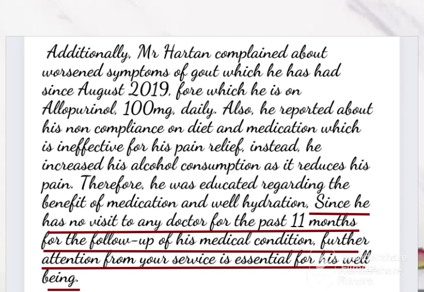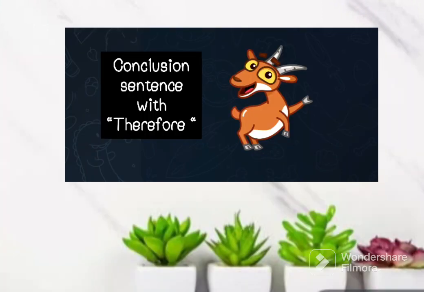So we are using since. This since also you can use for the conclusion. That means we are telling that because of this reason, she needs some active management. Since he has no visit to any doctor for the past 11 months for the follow-up of his medical condition, that means still he has that medical condition persisting. So further attention from your service is essential for his well-being. Okay, so here they need active management. There is one problem that exists. You can use since.